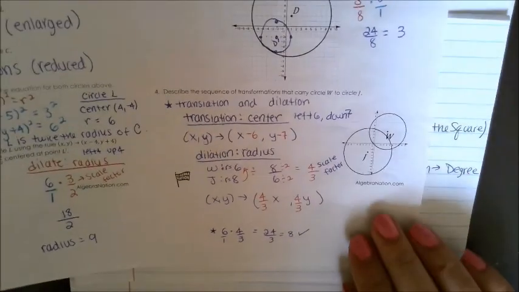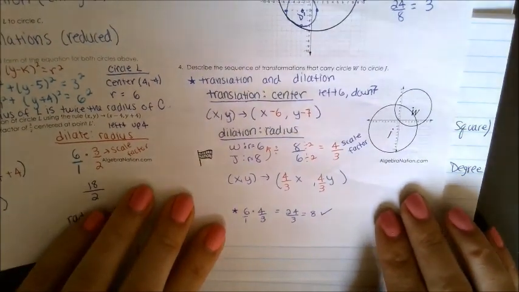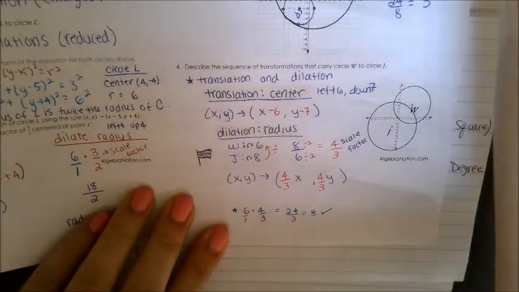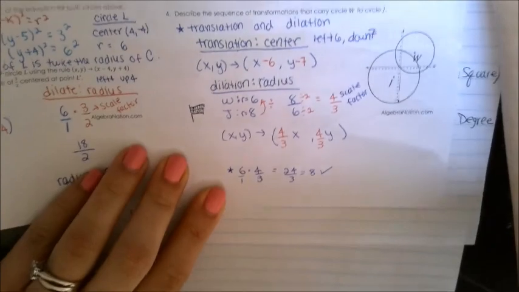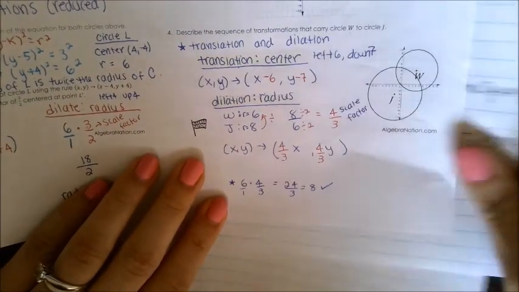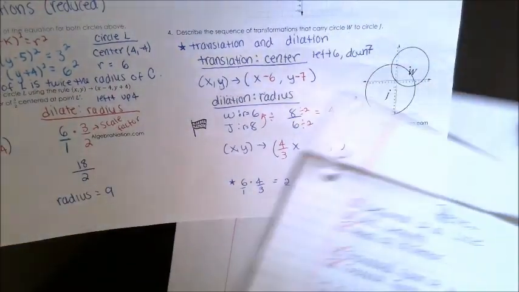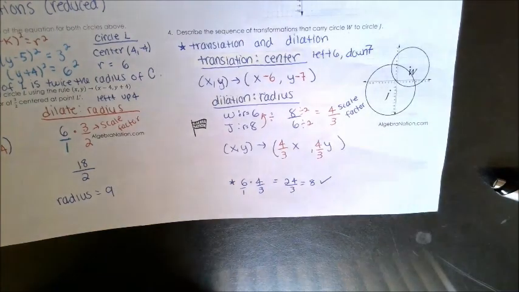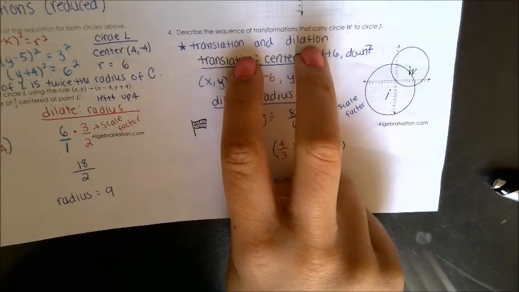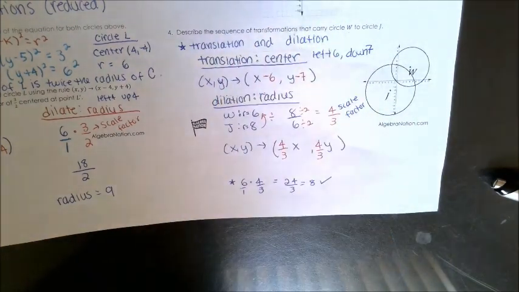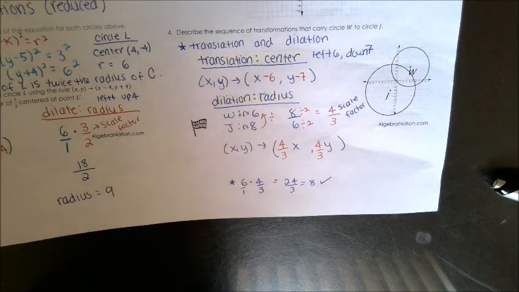I'm just going to go over one of the examples we did in class. It was in the workbook. We'll talk about number 4. Okay, so when it deals with circle transformation, there were always the two that we were talking about. It was always translation and dilation.